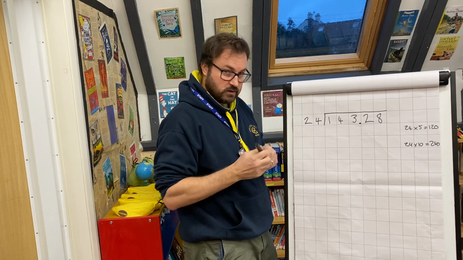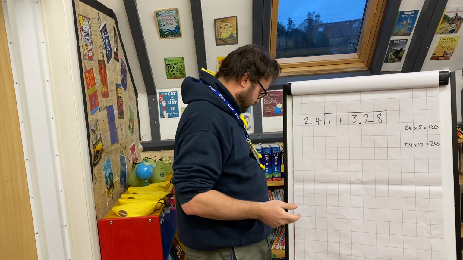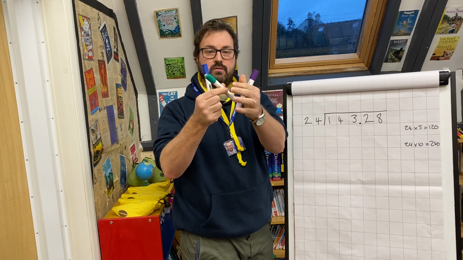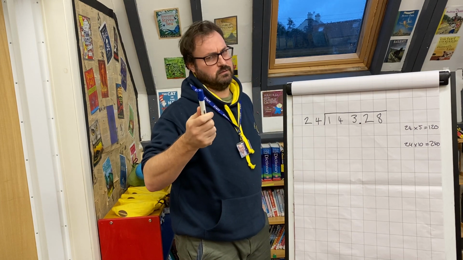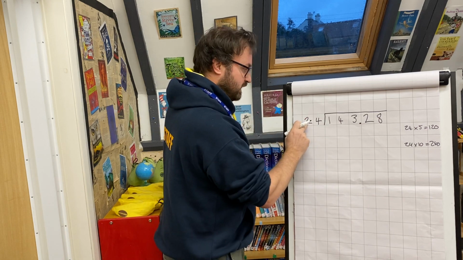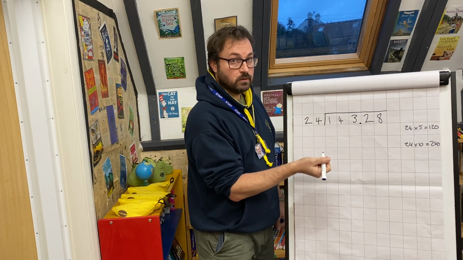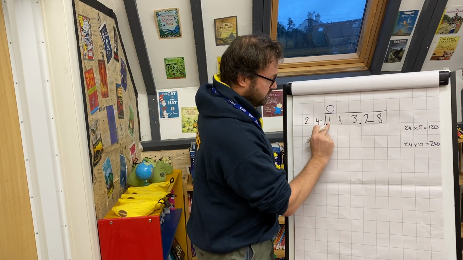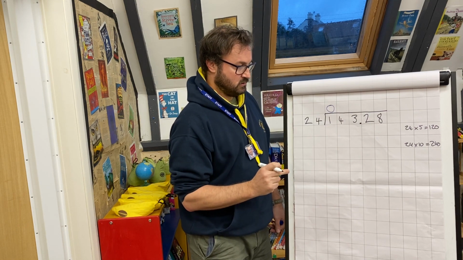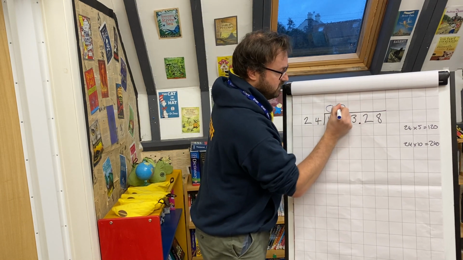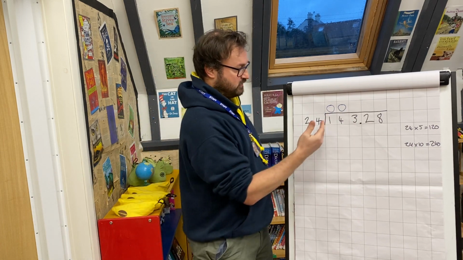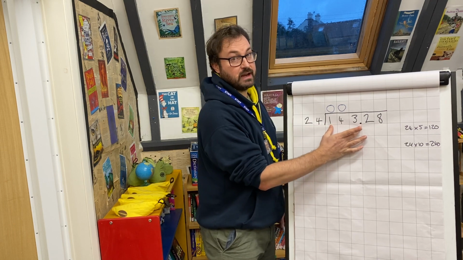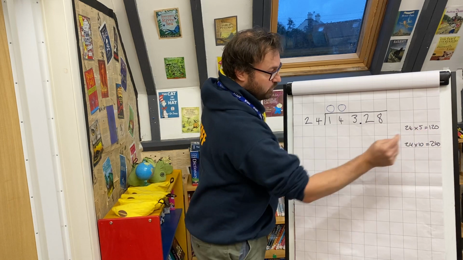Right. How many 24s? Oh, hang on. Use a different colour pen. Let's go blue, green, or purple. No, blue. Right, how many 24s go into 1? Yeah, none. How many 24s go into 14? That's right, none. So already you can see the difficulty that we have straight away is that we are now trying to find out how many 24s there are in 143. And this is where this helps.